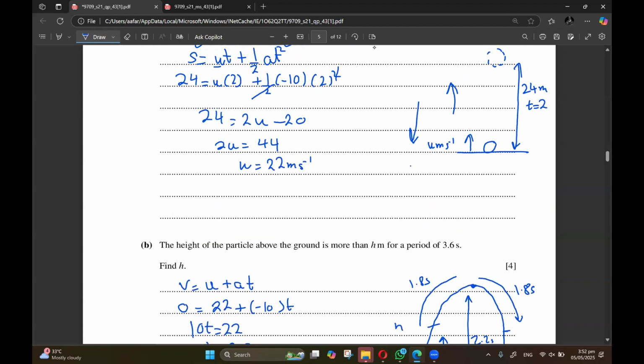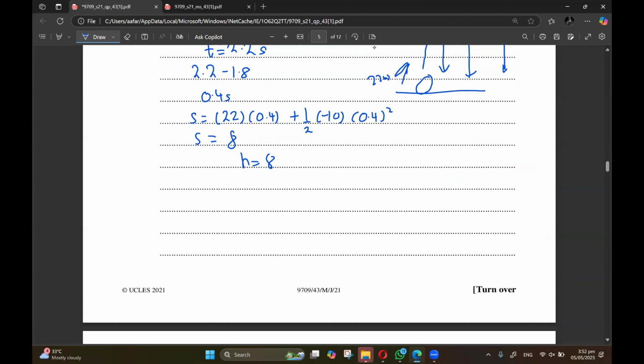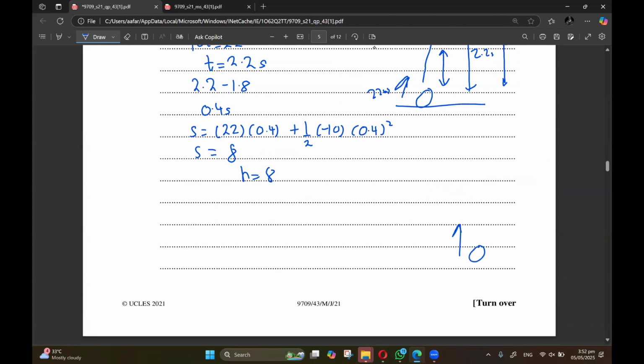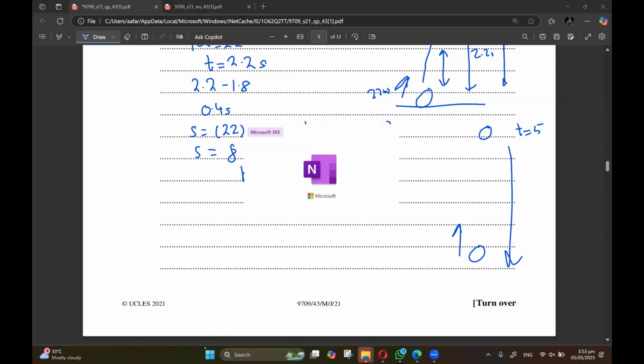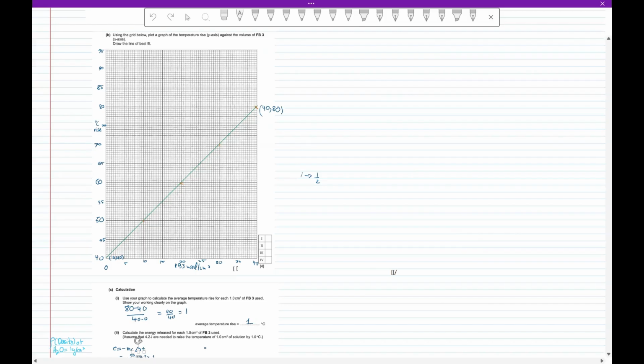So basically, we know that if any object is projected upwards at some initial speed, and let's say it reaches max height at t is equal to 5 seconds, it will take the same time to reach the ground.